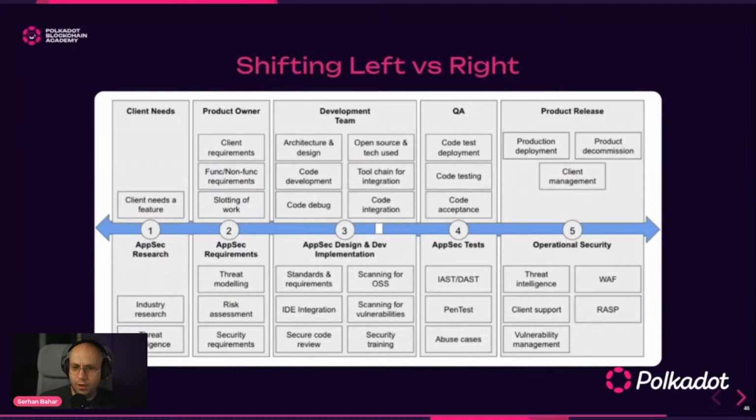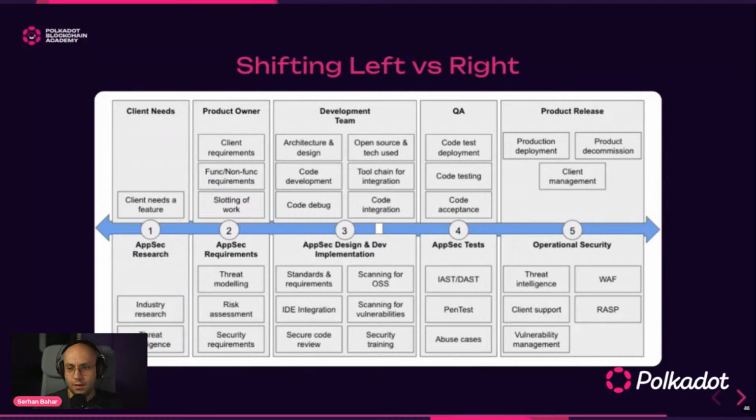So we talked about shifting left and shifting right. There are some discussions about which is best, which is right. It's very hard to define. Of course, the best scenario in an ideal world is shifting left. You need to do things at the beginning of your software design. When you design your software, you need to think about security, do threat modeling, and do risk assessment.